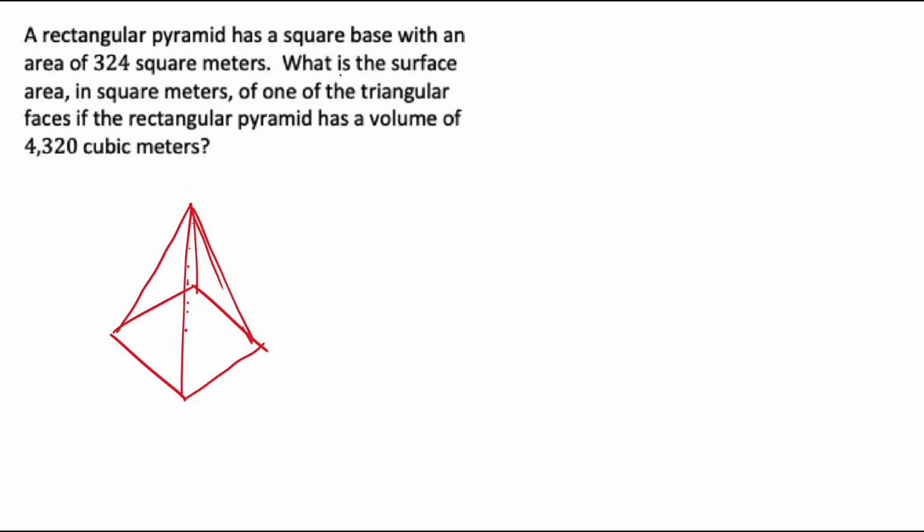So we were first told that the square base has an area of 324 square meters. So we know that the area of a square is going to be the side length squared. So the side length of the square base squared equals 324 square meters. Now just simply plugging this into a calculator, we can see that the side length has to be 18. So that means that for our pyramid, the side length of the base is going to be 18. Then it asks, what is the surface area in square meters of one of the triangular faces if the rectangular pyramid has a volume of 4,320 cubic meters?